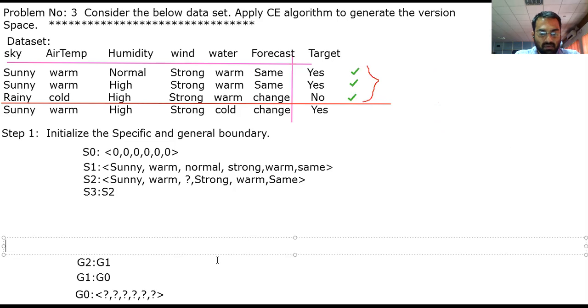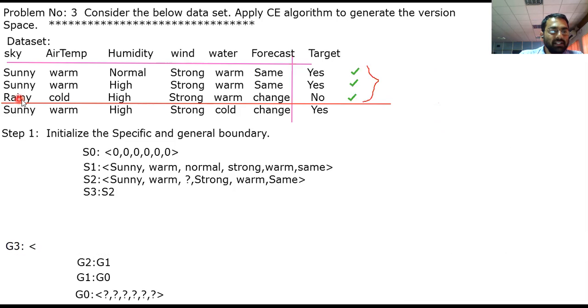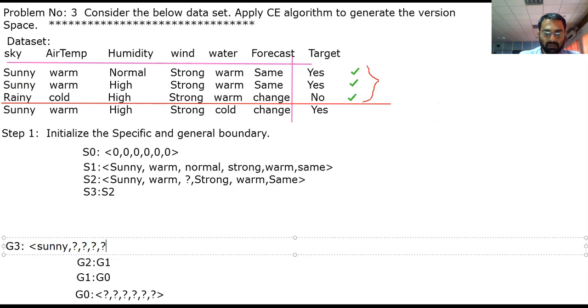Okay, so now you got G3. Let us apply negation. Please look at the negative instance, since we are working with X3 right now. The opposite of rainy is sunny, and remaining all are question mark. So this is over. Next, the opposite of cold is warm, and remaining all the attribute values are question mark. Next, high is there, the opposite of high is normal, and remaining all the attributes are question mark.